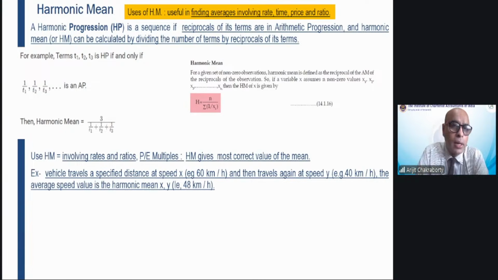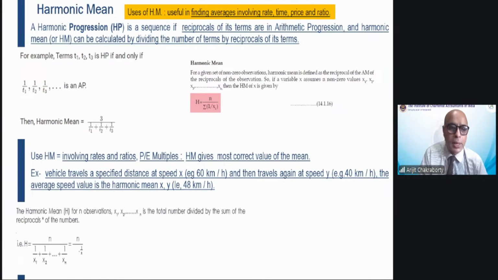So the vehicle, it's given in this problem, a vehicle is traveling a specific distance, say at 60 kilometers per hour, and then travels again the return journey at 40 kilometers per hour. So in these types of scenarios where it involves time and distance, speed as you know is distance divided by time. So in these types of calculations, harmonic mean is the most appropriate. It will give us the most accurate result.